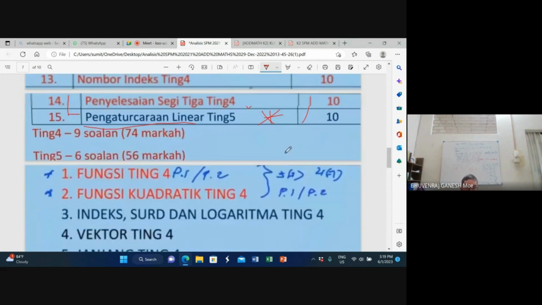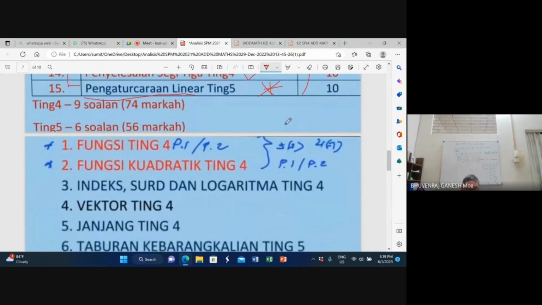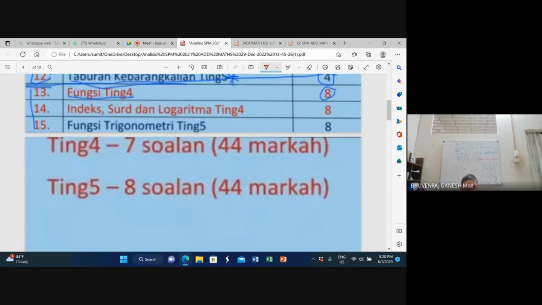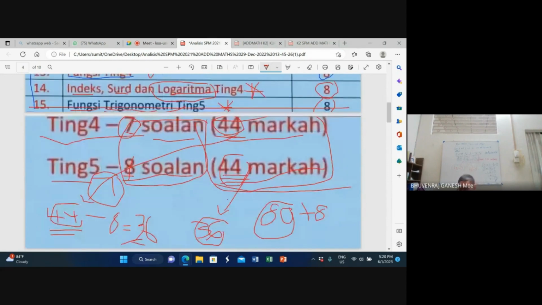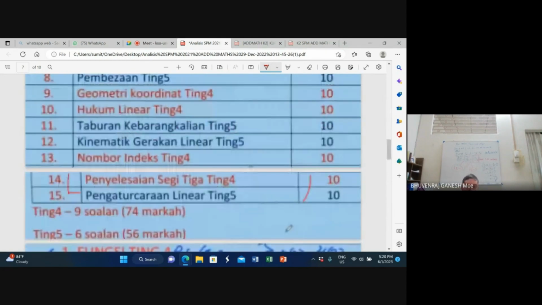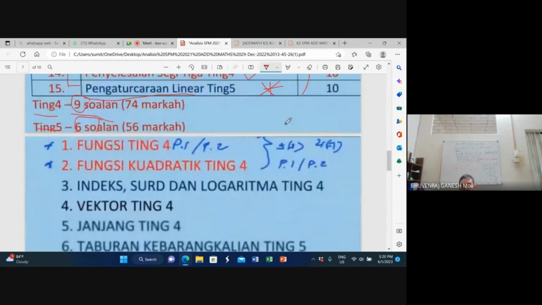So now you see, right? You notice here, Form 4, right? In the actual SPM last year, 9 questions came out, whereas Form 5 came out 6 questions. So you see the difference here, right? Just now it was equal. You see here, Paper 1, equal, 7 to 8 is about there. But you see the difference here, 9 to 6. So you know where the more important topics are coming from. See, which form you have to focus on.